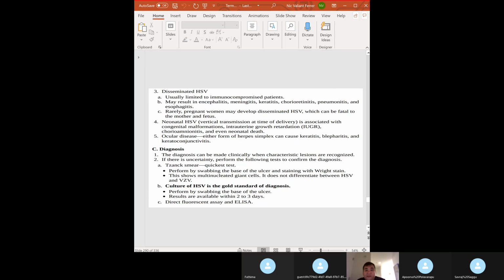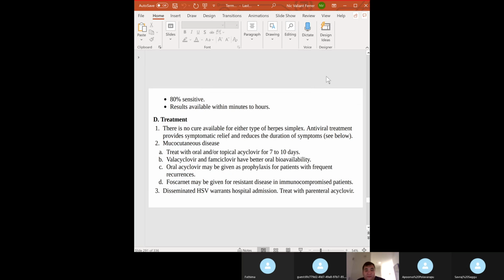What can you give? Disseminated HSV is rare, and pregnant women may develop disseminated HSV, which can be fatal to the mother and the fetus. It can result in a lot of disorders. How do we diagnose? Tzanck smear is the quickest test, high yield. However, the gold standard is culture of the HSV. You can also do direct fluorescent assay and ELISA.